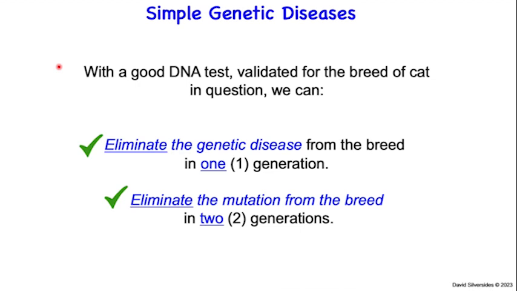Once again, for simple genetic diseases, I'd like to repeat the fact that with a good DNA test that has been validated for the breed of cat in question, we can eliminate genetic diseases from the breed in one generation, and we can eliminate the mutation from the breed in two generations. We have the knowledge, we have the technology, we now have the responsibility. What we need is education and political will to do this.